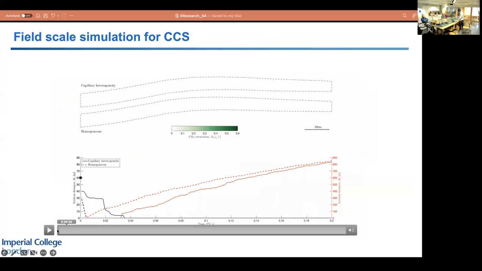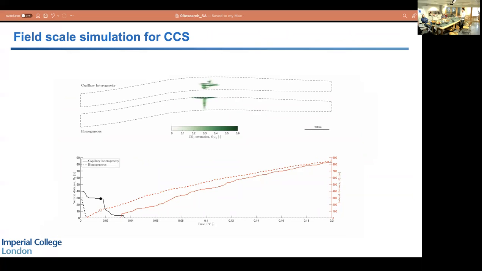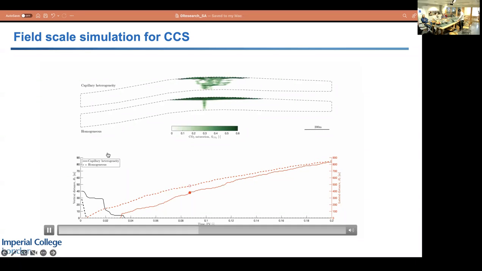Also, as I said, why do we do the core scale one? Finally, we will use this core scale information for the field scale, and we would like to go from core scale to core scale, and then to field scale upscaling, and utilize it for the real onset investigation. This is how field scale heterogeneity affects the CO2 injection.